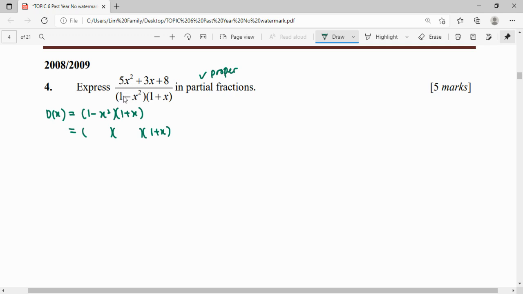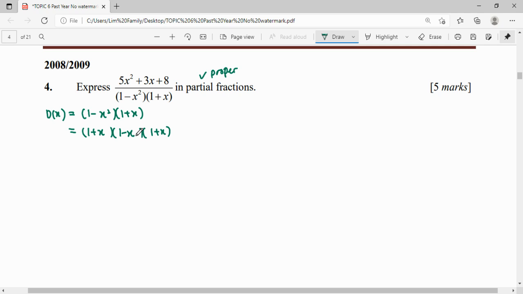So this quadratic can be factorized to 1 plus x, 1 minus x, because a plus b, a minus b, we will get a squared minus b squared. So this factorization will only equal 1 plus x, 1 minus x. It will not equal x minus 1, because that will be different. That will be our second step.